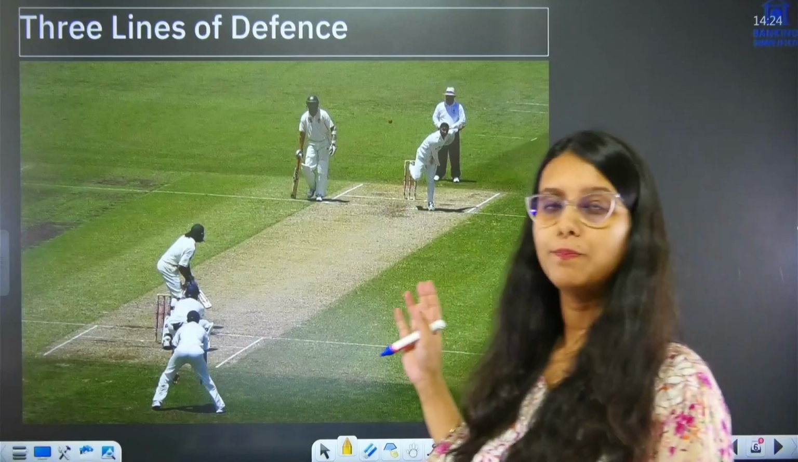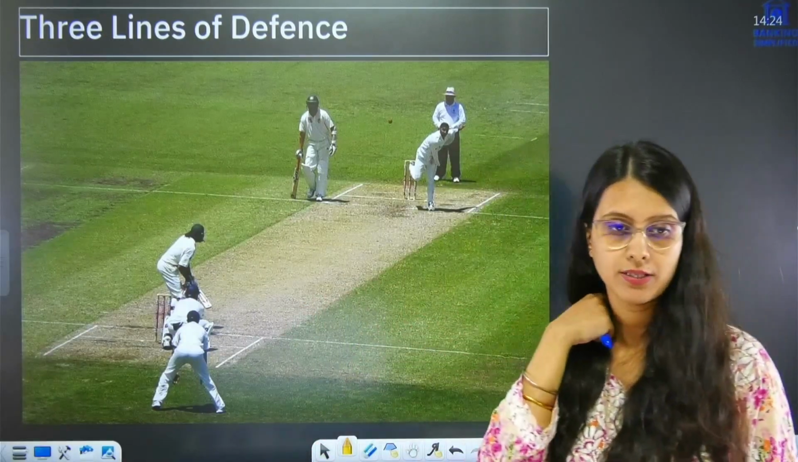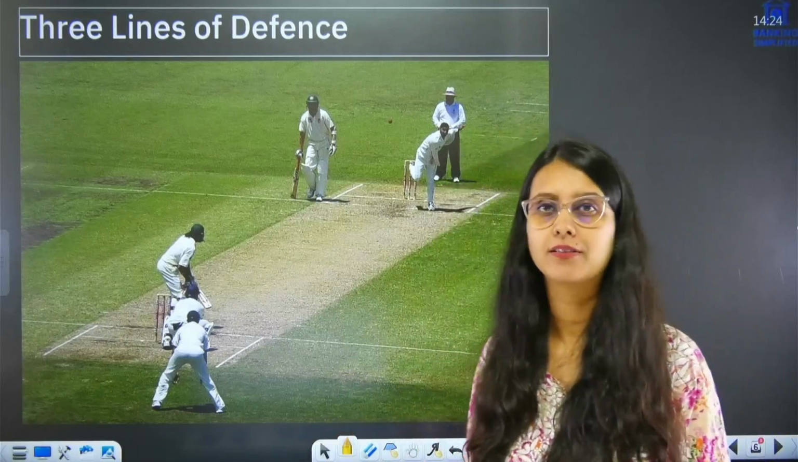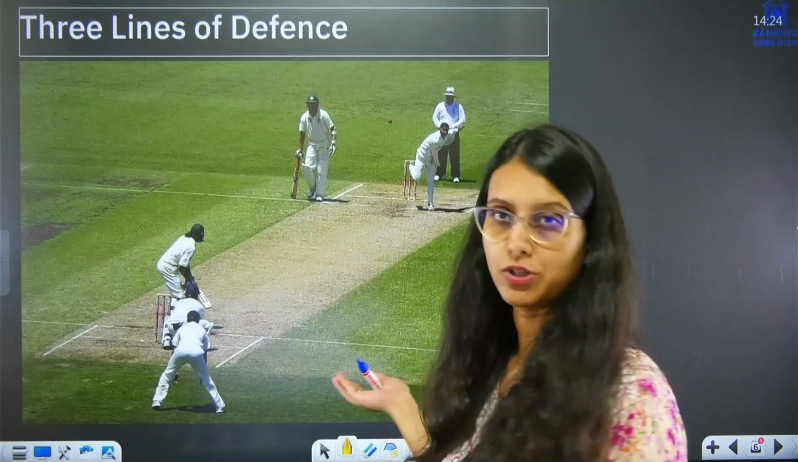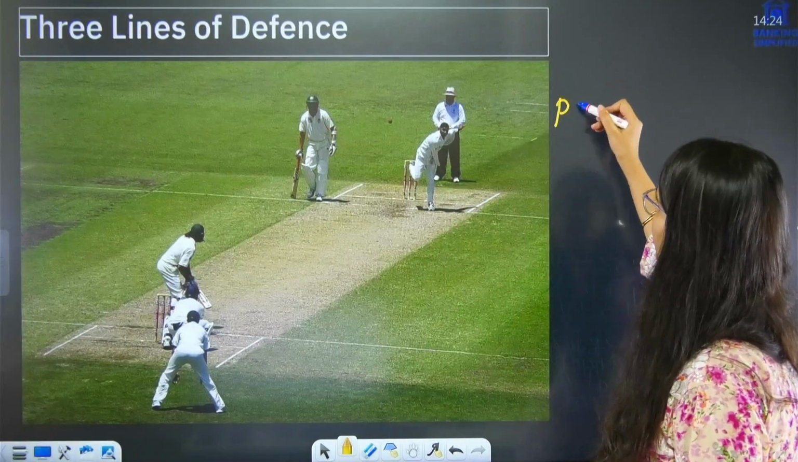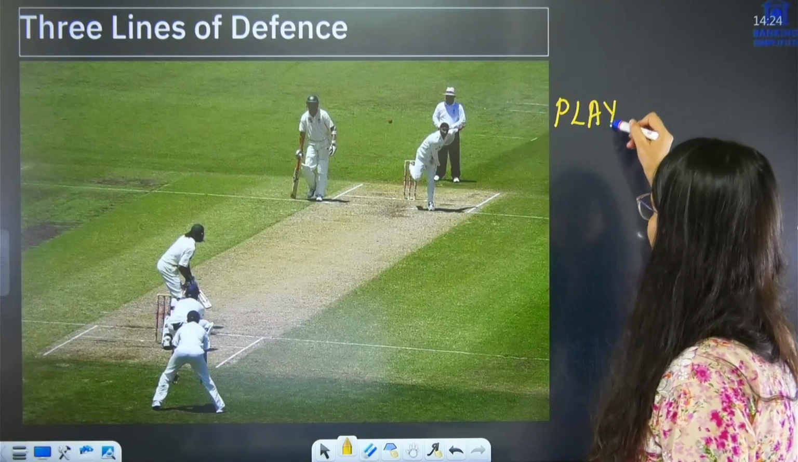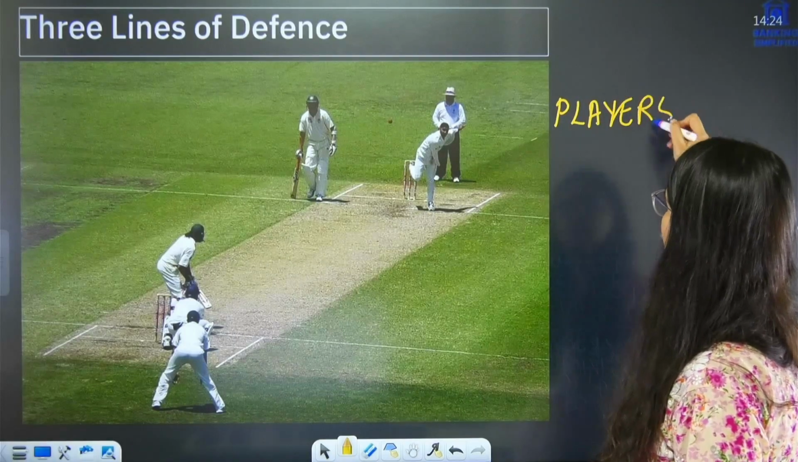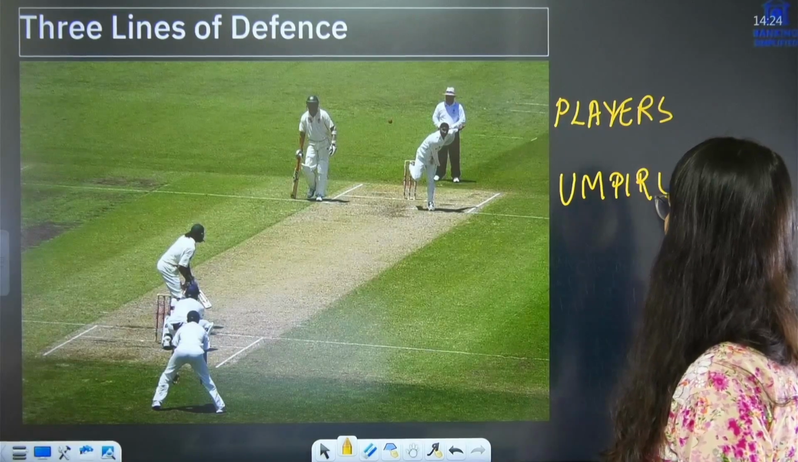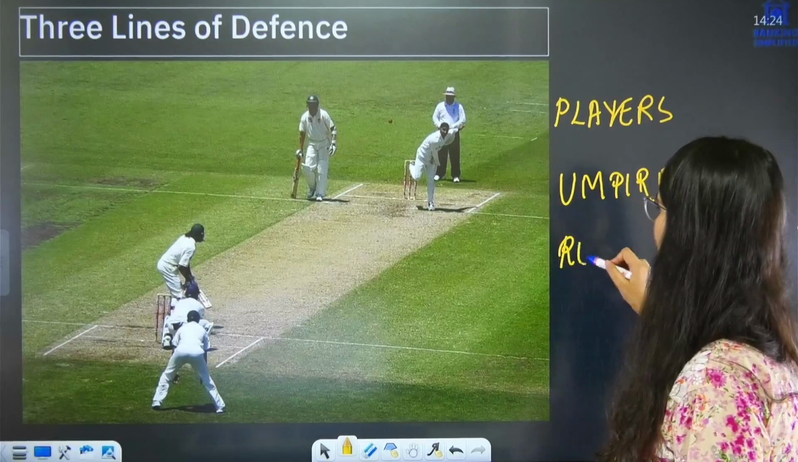Now, this is a small picture that I wanted to share with you. This is a game in India that I think we all are very familiar with and we all love to watch. There are three things that I will write down here. You can see that there are the players, there's an umpire and there's a referee also who intervenes whenever required.